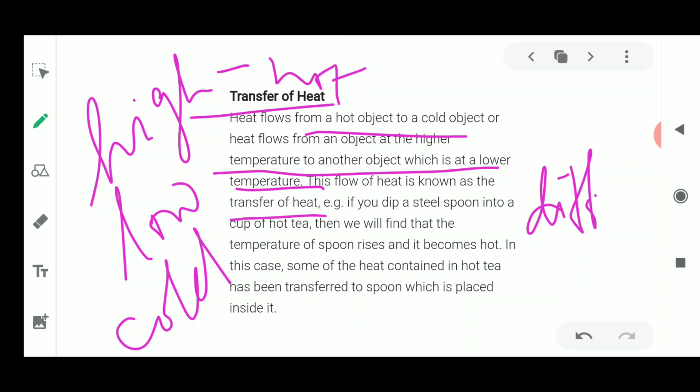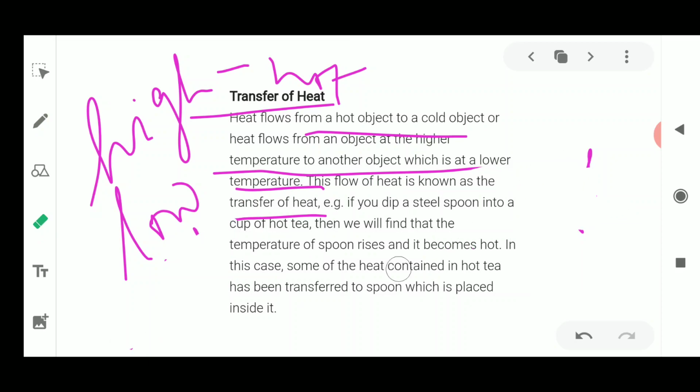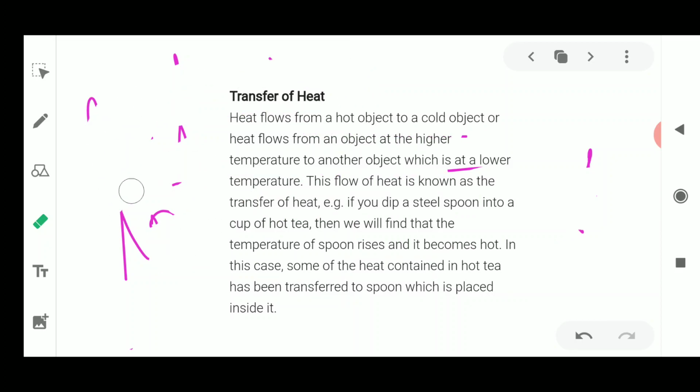Please remember. Now an example: if you dip a steel spoon into a cup of hot tea, what will you find? The temperature of the spoon rises and it becomes hot. After some time, when you touch that spoon, it is hot. In this case, some of the heat contained in the hot tea has been transferred to the spoon which is placed inside that cup of hot tea. So always remember that heat always flows from higher temperature to lower temperature.